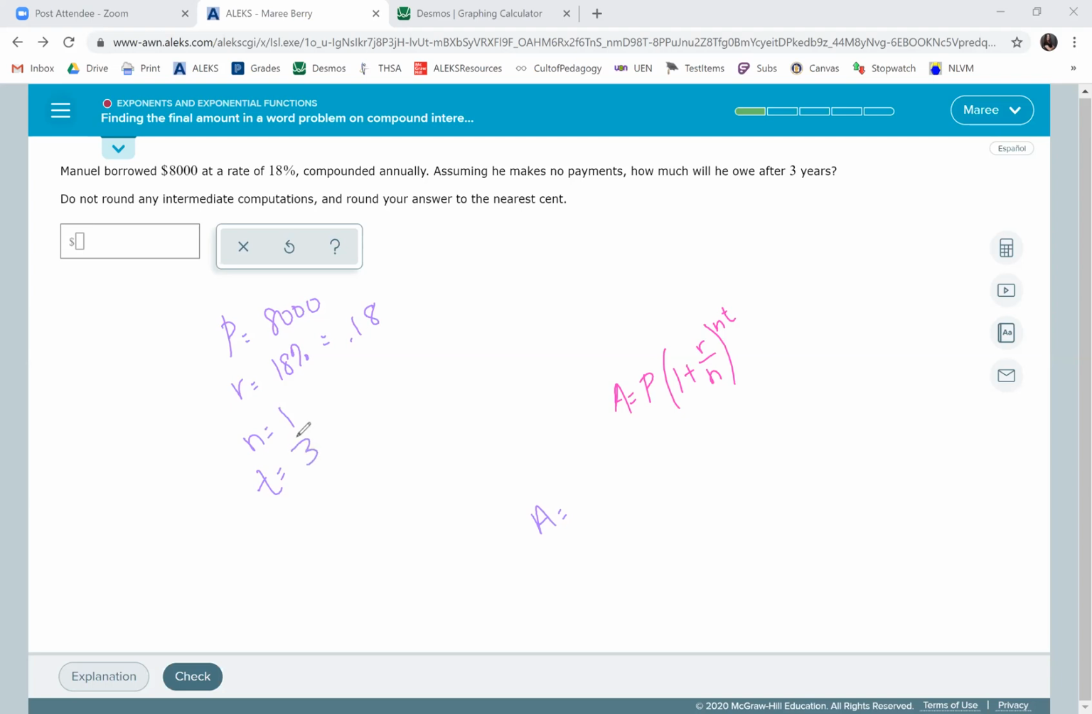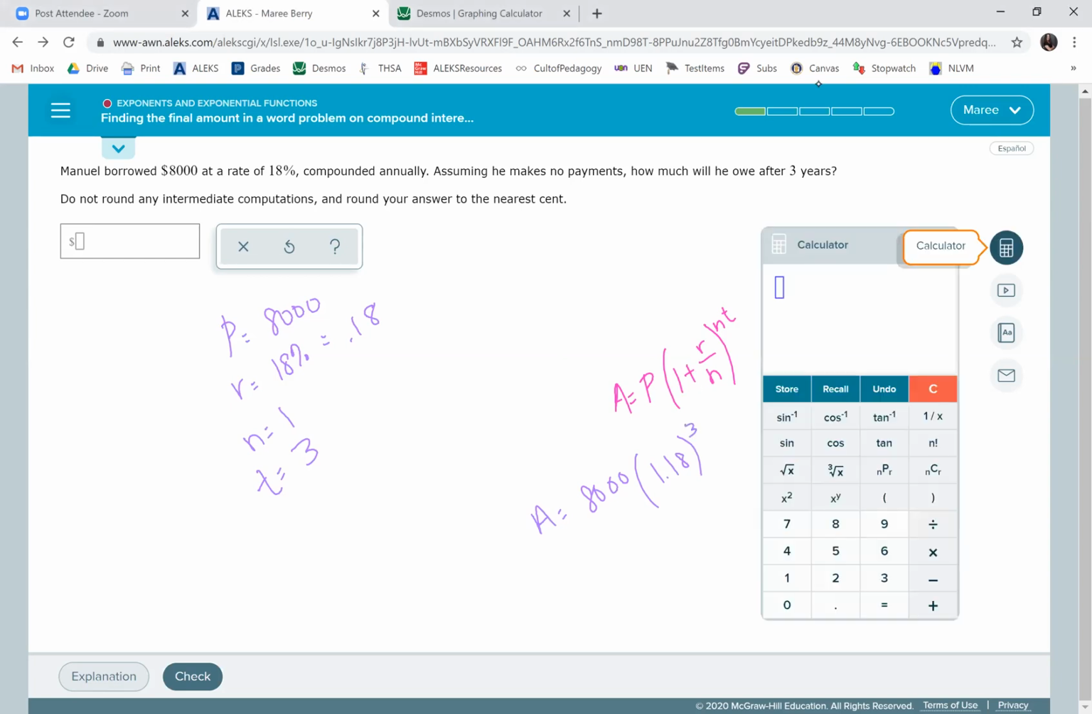How much after 3 years? It's nice when N is 1, so R divided by 1 is just R. So we have the principal, 8,000, and then we want 1 plus 0.18, which is 1.18, and then we raise it to 1 times 3, which is 3. So we'll go to our calculator and do 8,000 times 1.18 raised to the 3rd power. And round to the nearest cent. So we go to 25, and since there's a 6 after it, it's going to be 26 cents. So 13,144.26.